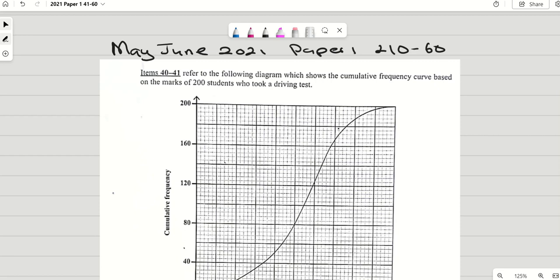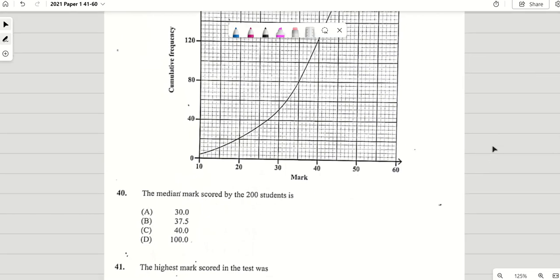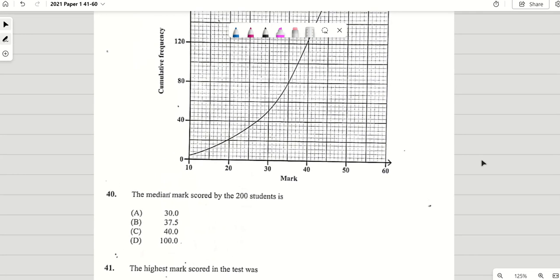Good day all. So today we'll be doing May, June 2021, paper 1, number 40 to 60. Right, so let's read this first question. Items 40 and 41 refer to the following diagram, which shows a cumulative frequency curve based on the marks of 200 students who took a driving test. The first question is the median mark scored by the 200.